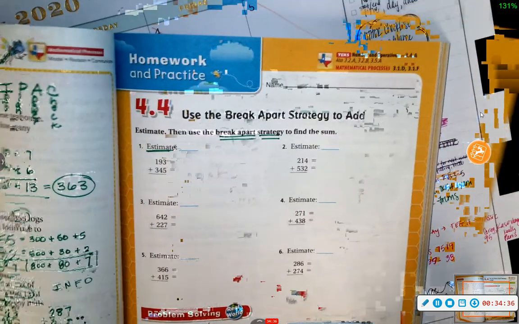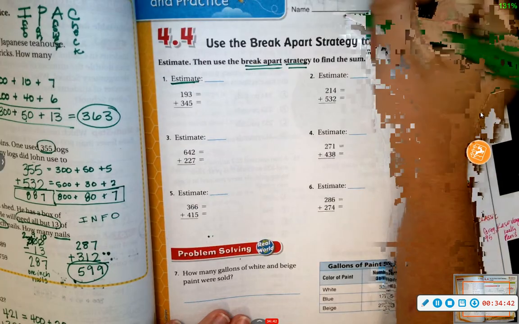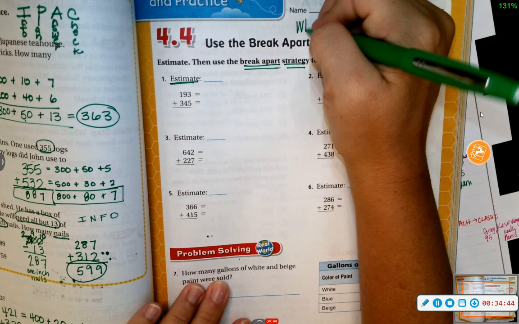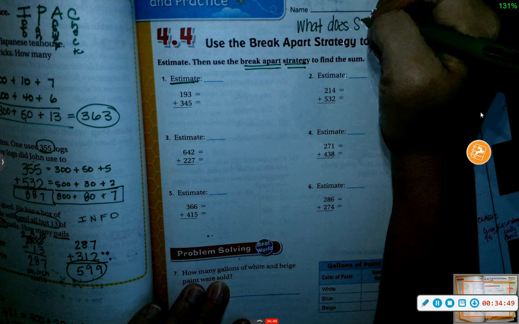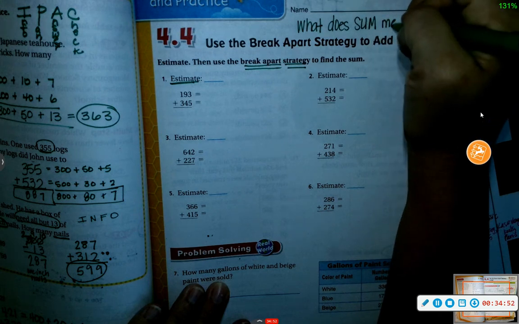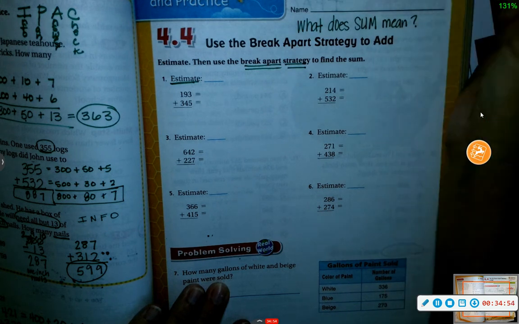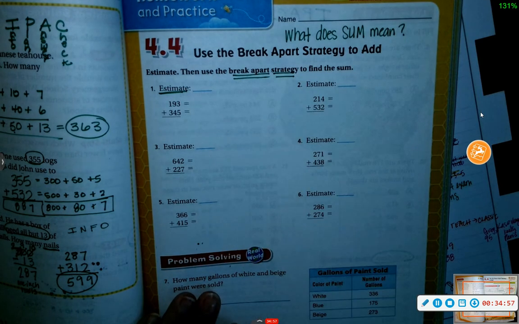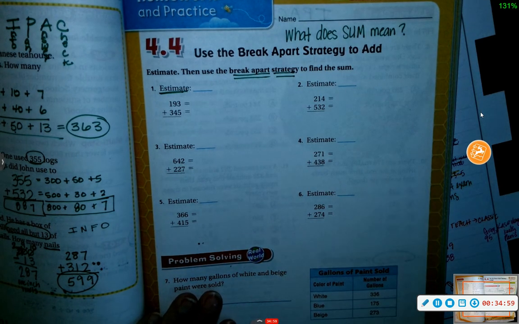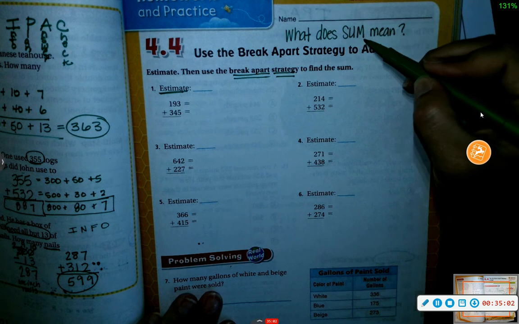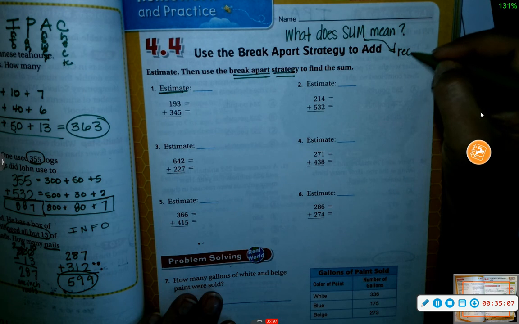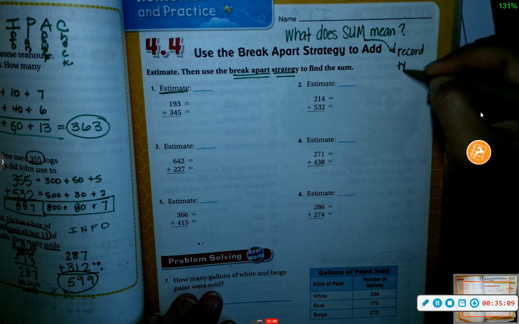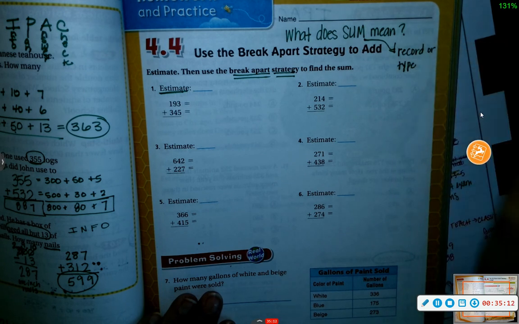The other part, to make sure that you have actually watched this video, I want you to tell me what in the video does the word sum mean? Not only do you have to send me a picture of your workbook page that you completed, you also need to record, or you can even type in what the word sum means. So record or type. It's up to you, okay?